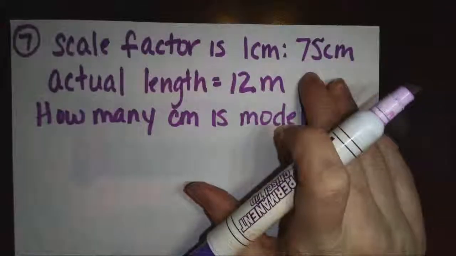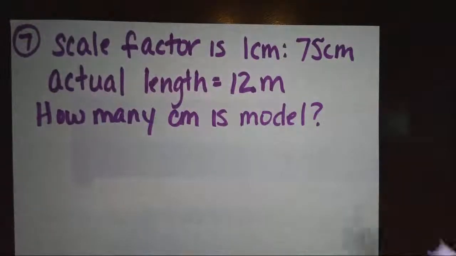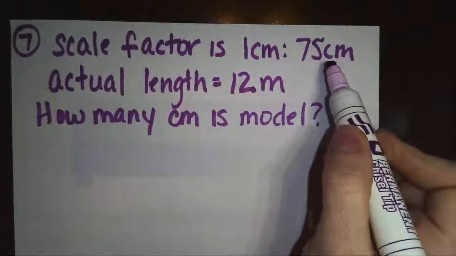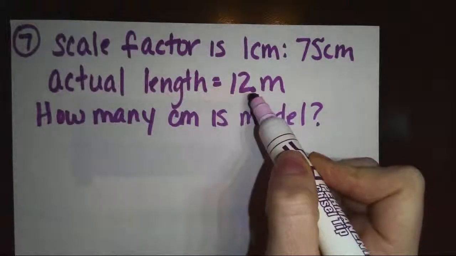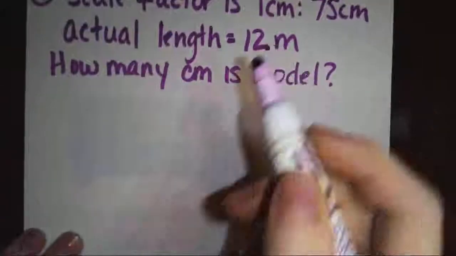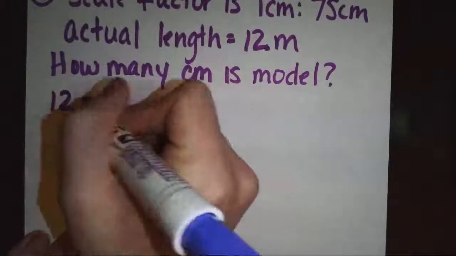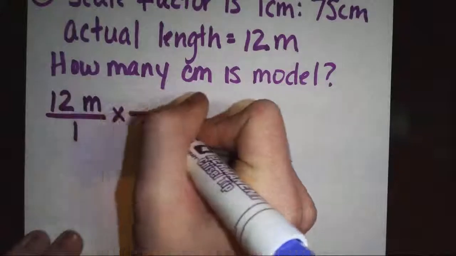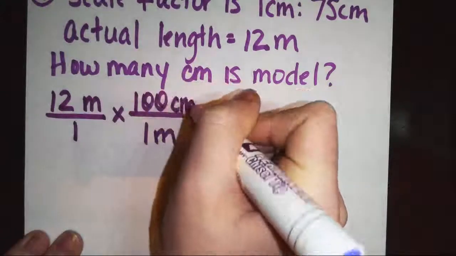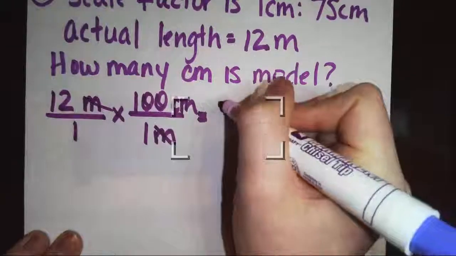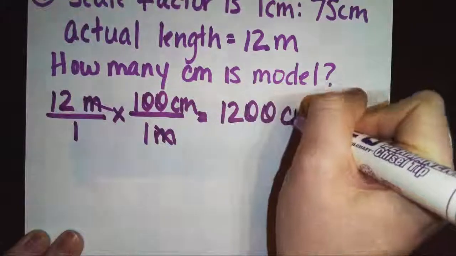So we've got our scale factor and we've got our actual length. We want to know the length of the model. Now please note that our scale factor is in centimeters. Our answer needs to be in centimeters, but the actual length we're given is in meters. So first we're going to have to convert 12 meters to centimeters to make our lives easier here. Now we have 12 meters, and in 1 meter there are 100 centimeters. So my meters cancel, and I've got 12 times 100, which is 1,200 centimeters.